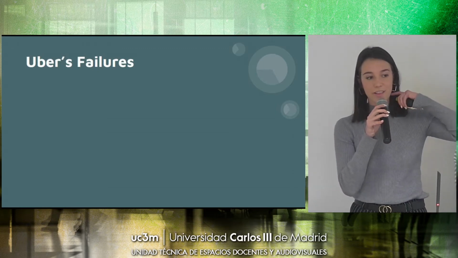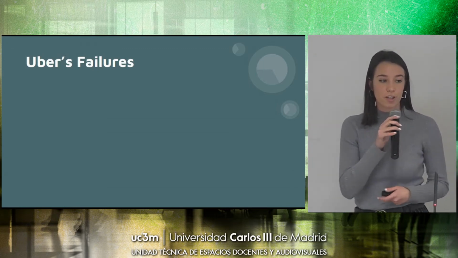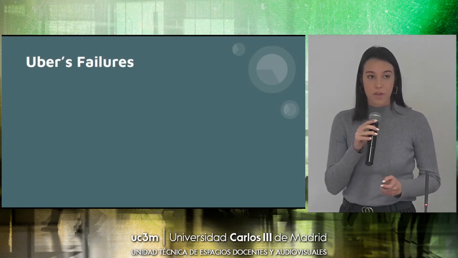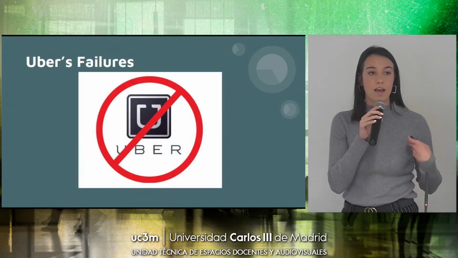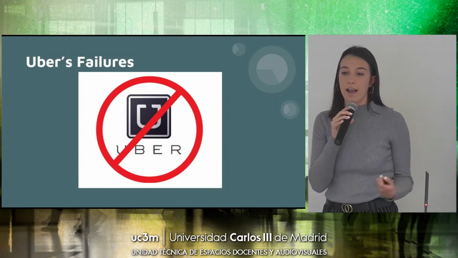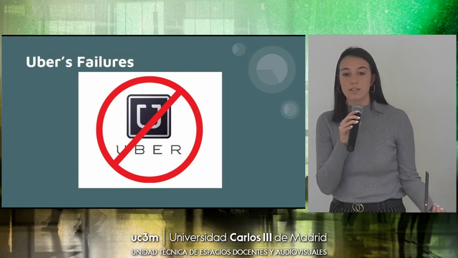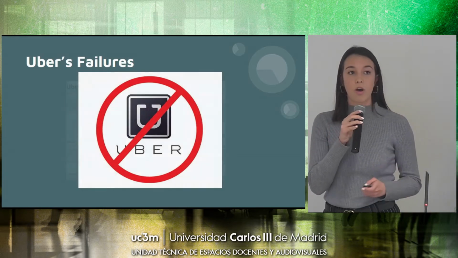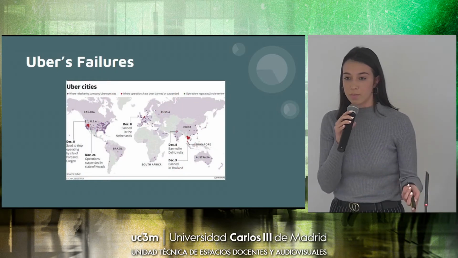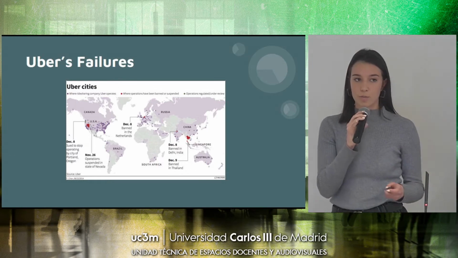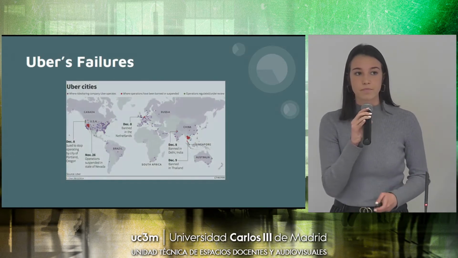We also had to look for information about Uber's failures during all the years that the company has been working. The first one that we found is that though Uber has been trying to grow big very fast, it has ignored different regulations in some countries, which has led to Uber being banned in different countries. For example, in Spain, the Uber Pop service was banned in 2014.